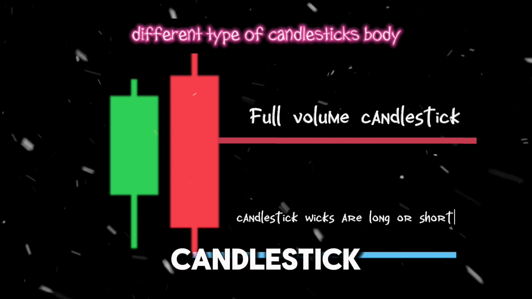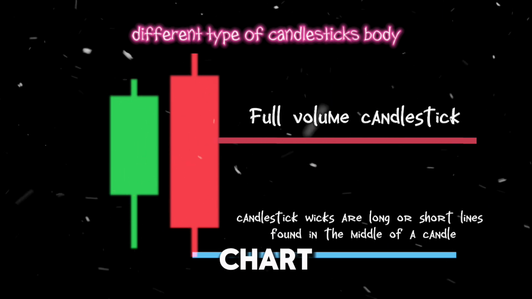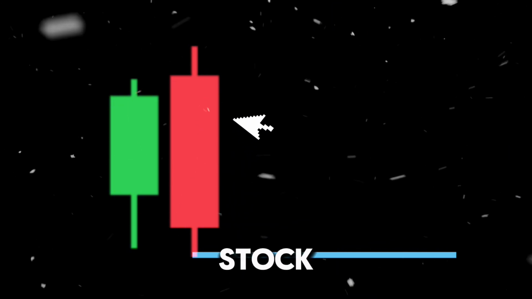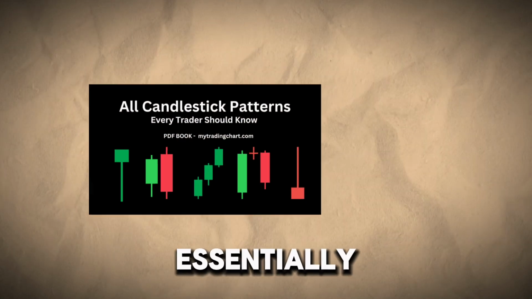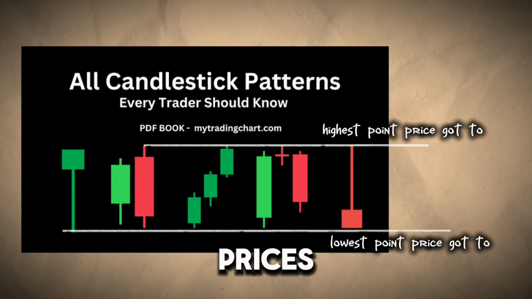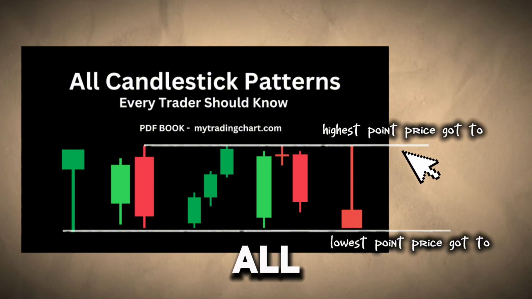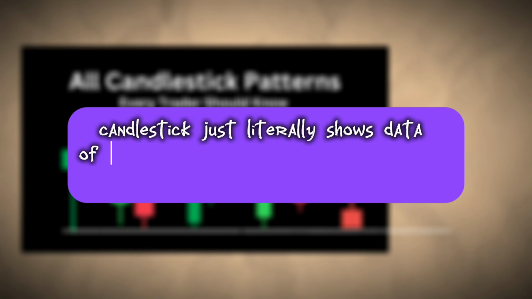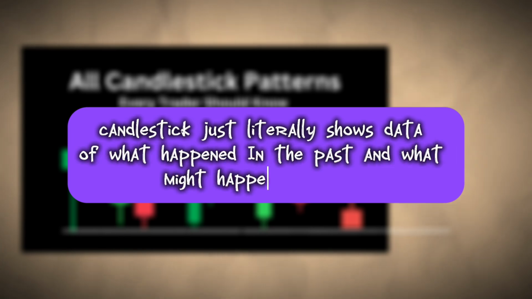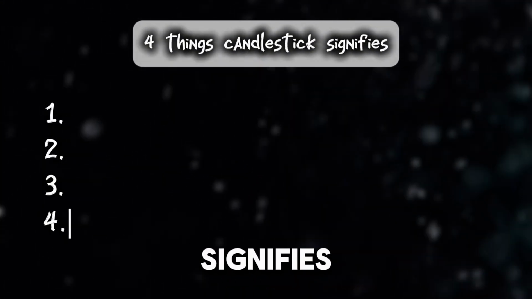While 2. Candlestick wicks are long or short lines found in the middle of a candle in a candlestick chart, and this indicates where the price of a stock has fluctuated relative to the opening and closing prices. Essentially, these middle shadows or lines illustrate the highest and lowest prices at which an asset has traded over a specific time period. All in all, candlesticks just literally show data of what happened in the past and what might happen in future. With that said, these are the 4 things candlesticks signify.